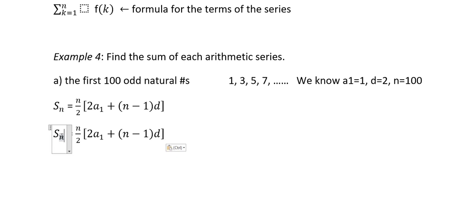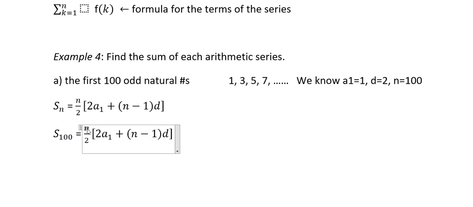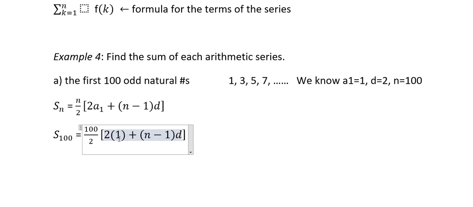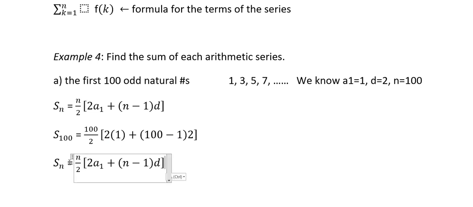Alright, so this is S of 100. S sub 100, the number of terms that we have is 100. The 2 stays there. This 2 stays here. A sub 1, our first term, is 1, so 2 times 1. N is 100, and D is 2. So all we really have to do here is fill in this information.